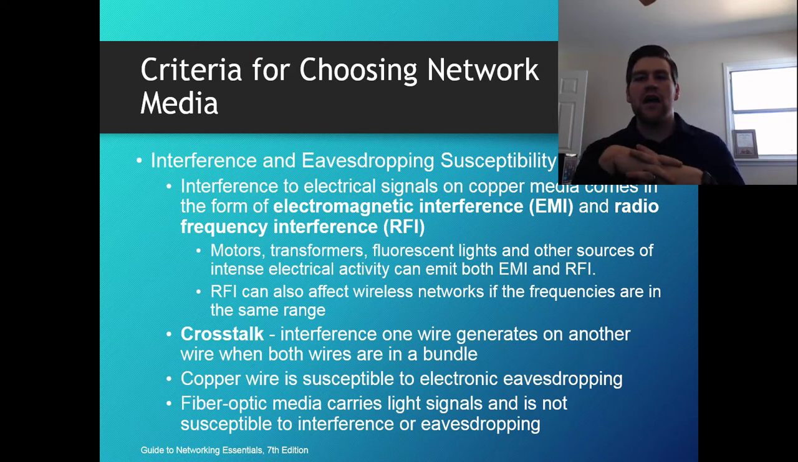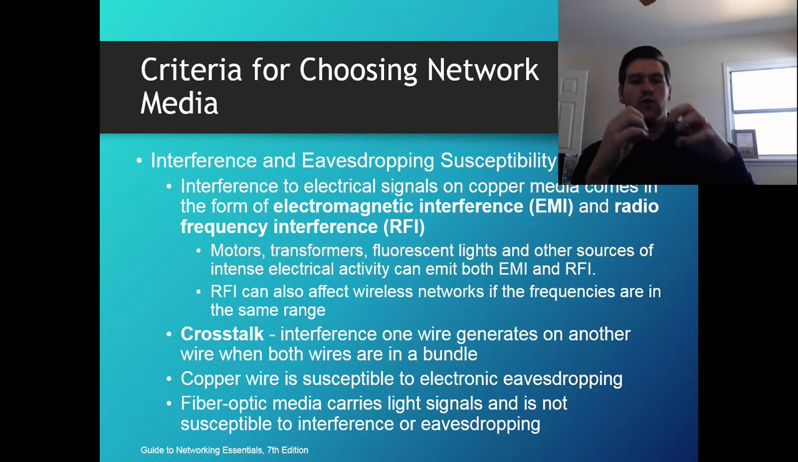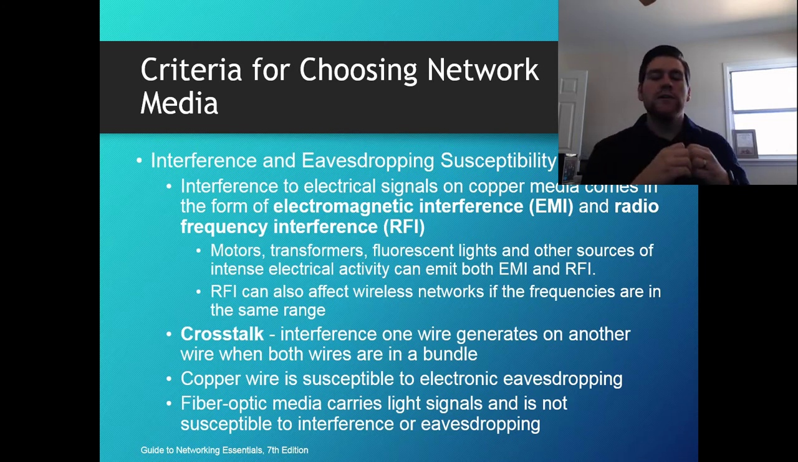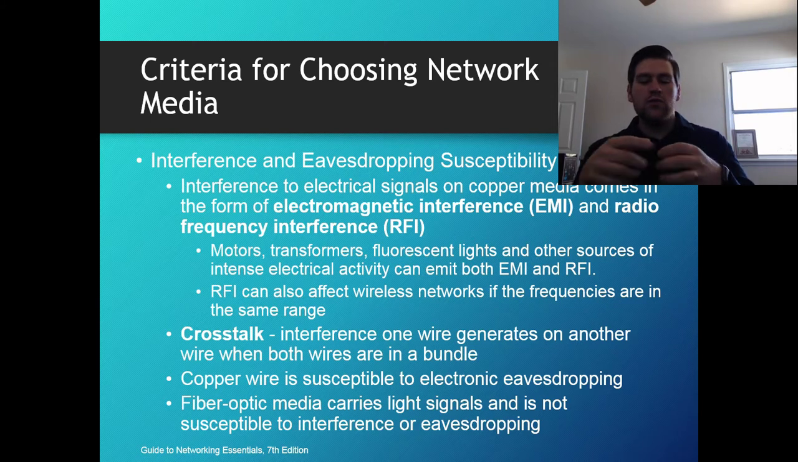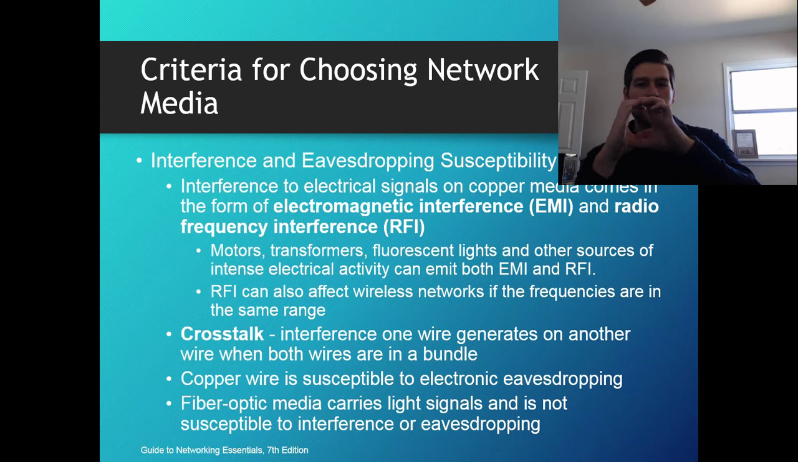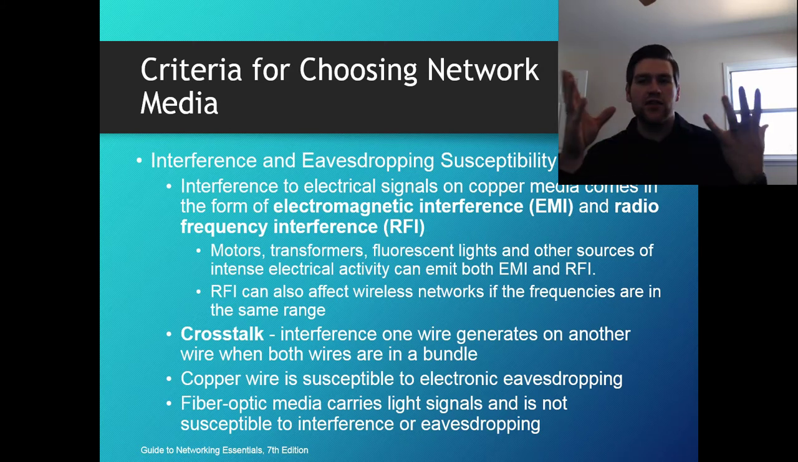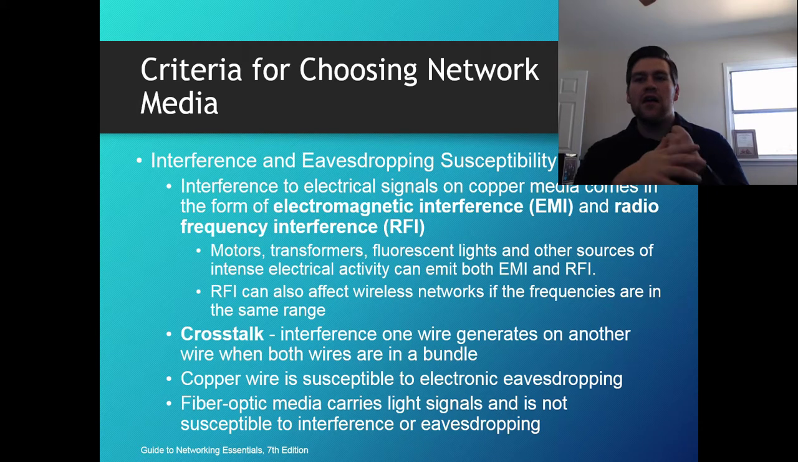Now you also have the problem of crosstalk. That's a type of interference where wires within a single cable, or wires within another cable that's very close to your cable, actually interfere with each other, because anytime you send an electric current through a copper wire or any kind of wire, any kind of medium, it creates an electromagnetic field around it that can cause a slight amount of crosstalk.